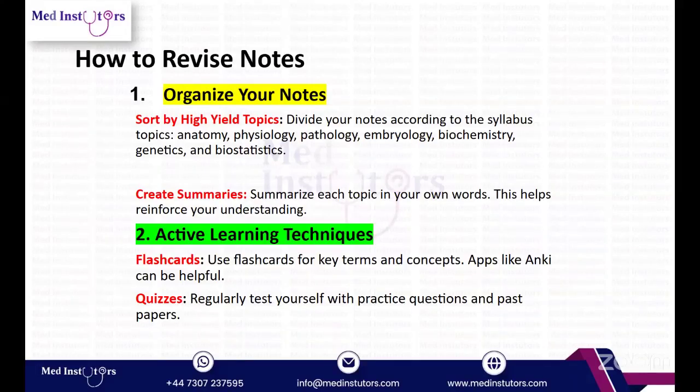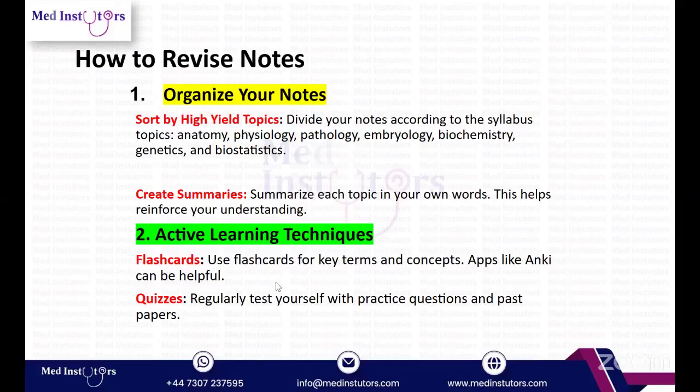Organize your notes. These are my 1 month tips, like what you can do in your 1 month. Organize your notes, whatever you have studied so far from the last 3 or 4 months or so on. Sort your notes by high yield topics, because mainly the paper comes from the high yield topics. So divide your notes according to the syllabus topics like anatomy, physiology, pathology, embryology, biochemistry, genetics, and biostats, or whatever modules you have. Create your summaries. Summarize each topic in your own words. That would help you to reinforce your understanding.